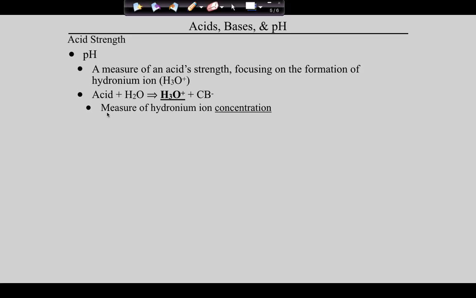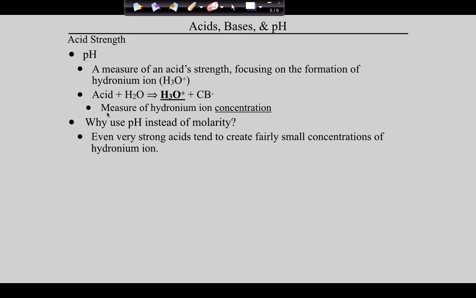So guys, this is an interesting question. If pH is a measure of hydronium ion concentration, why don't we just use molarity? Makes sense, right? So guys, if we're talking about the concentration of hydronium ion, why do we use pH? Why don't we use molarity? Why use pH instead of molarity? And you're not writing this down. And guys, there's a very interesting answer. Check out the logic.